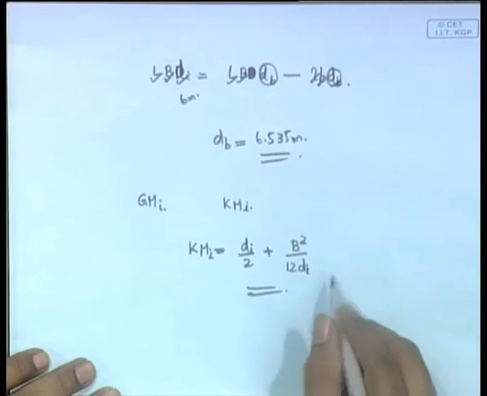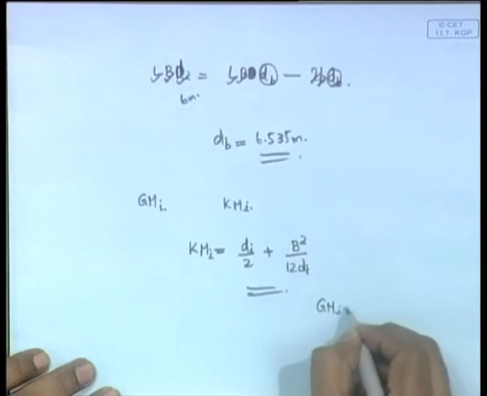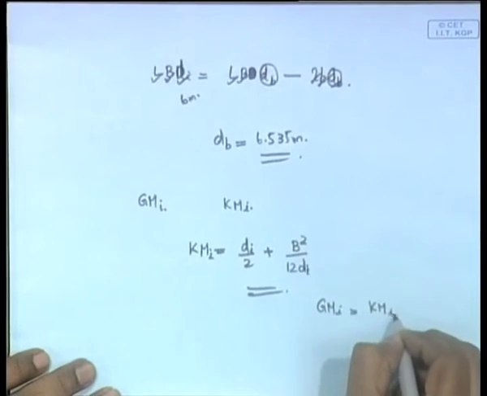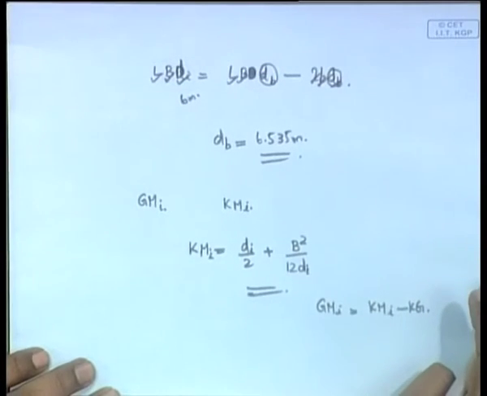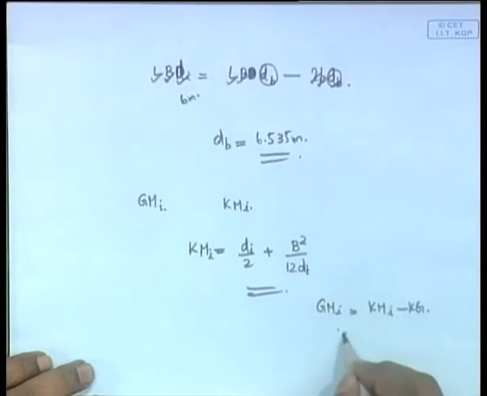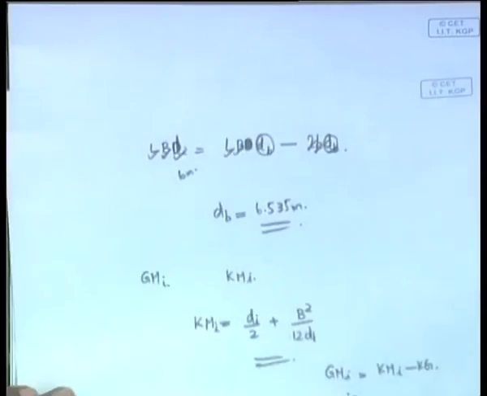Then GM initial will be KM initial minus KG. KG is fixed, given as 4.8 meters, so there is nothing to do. So this is the GM in the intact condition. Then you are asked the GM in the bilged condition.